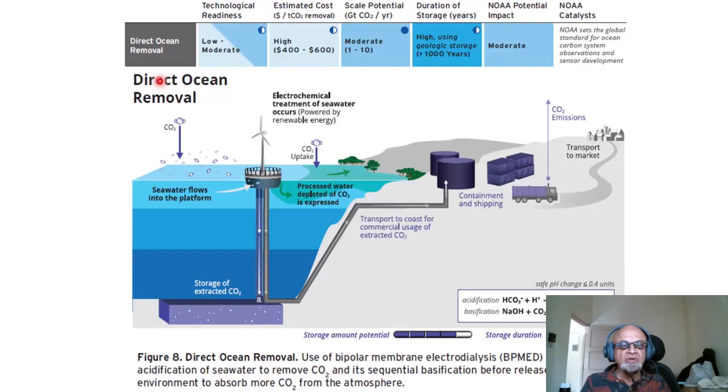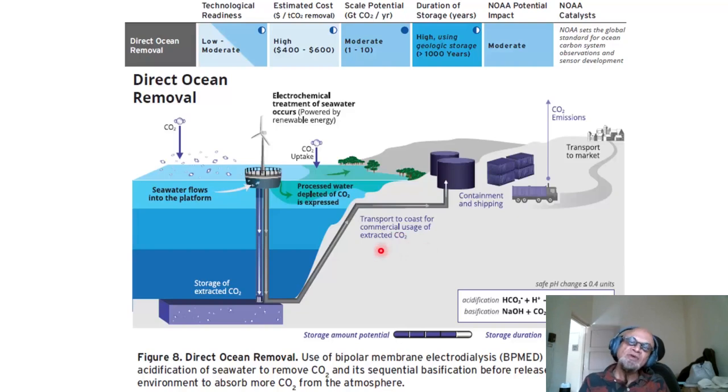Direct ocean removal, so you are trying to put directly CO2 into the ocean. So you have electrochemical treatment of seawater that is powered by renewable energy, just for being more mindful about reducing emissions from this operation. And then you store extracted CO2. So you are doing direct ocean removal, just like direct air capture. So processed water depleted of CO2 is expressed here once you remove CO2 from the water. So CO2 uptake is happening by natural processes. So you transport to coast for commercial usage of extracted CO2.